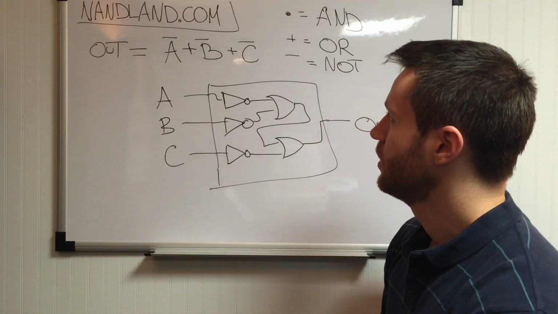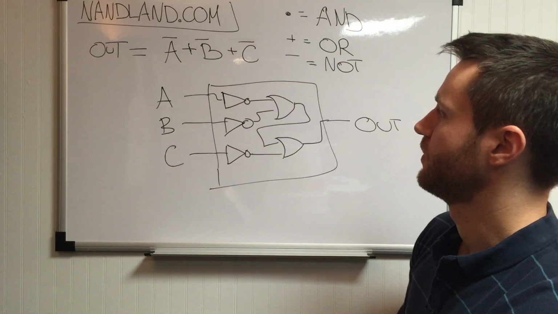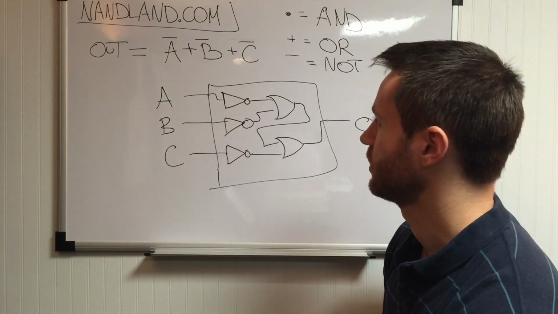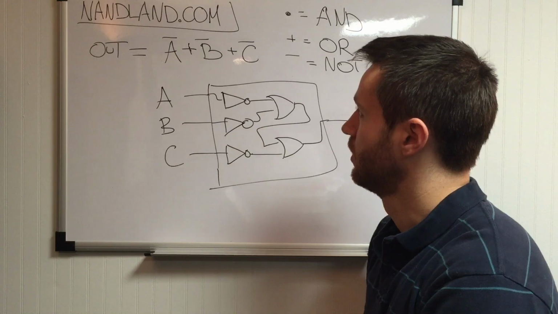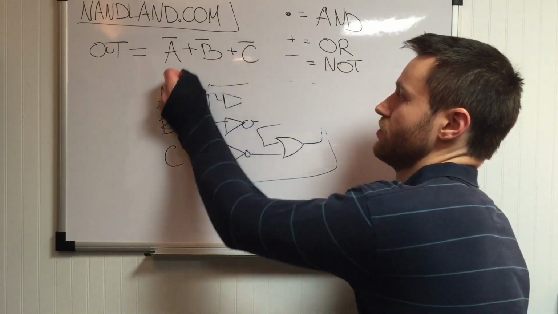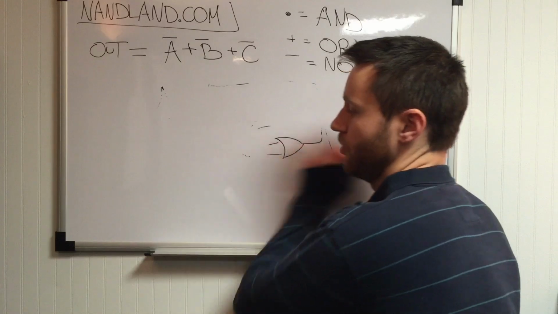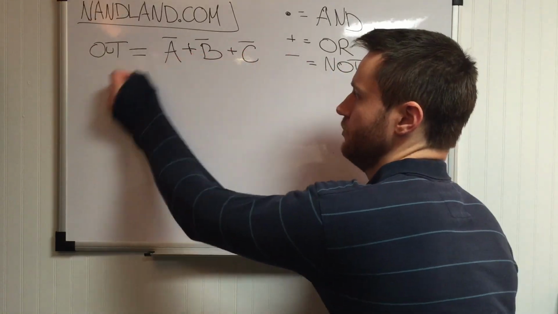I want to talk about what the truth table for this particular circuit would look like. Basically what I'm saying is, when is the output equal to a 1 and when is the output equal to a 0?